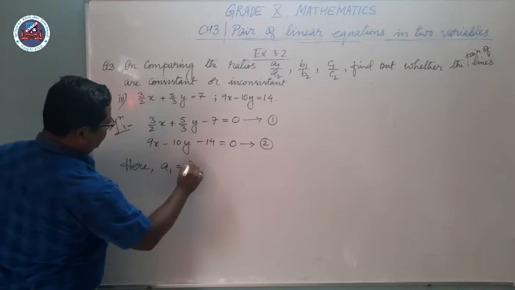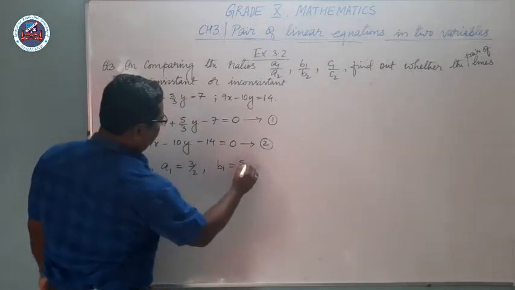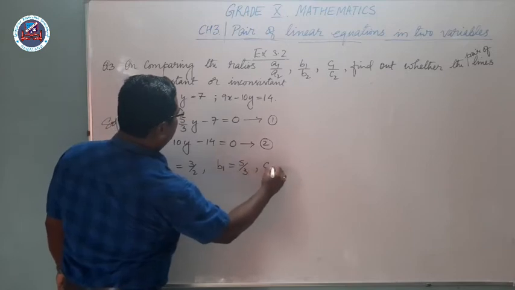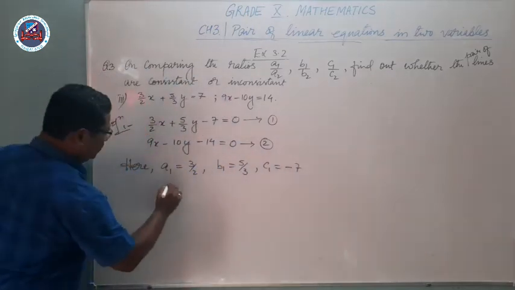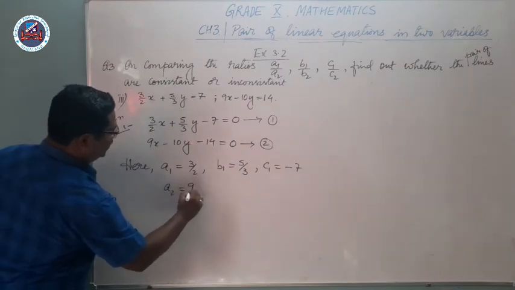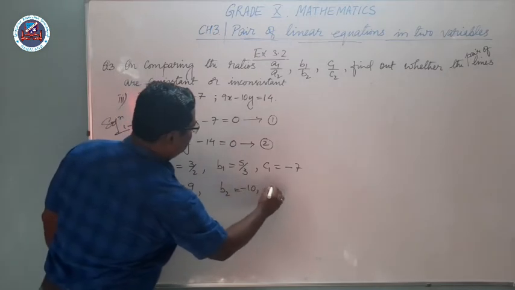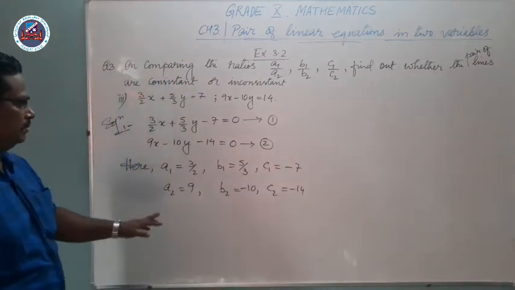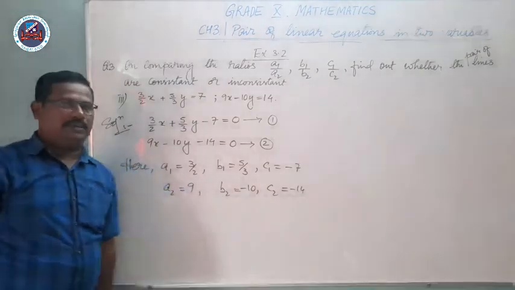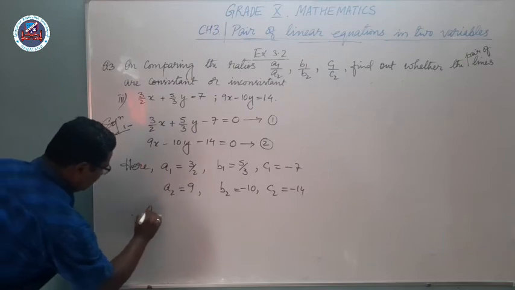Then here A1 is equal to 3 by 2, B1 is equal to 5 by 3, and C1 is equal to -7. And from equation 2 you will get A2 is 9, B2 is -10, and C2 is -14. First you write down A1, B1, C1, A2, B2, C2 properly. After that, we check it one by one.